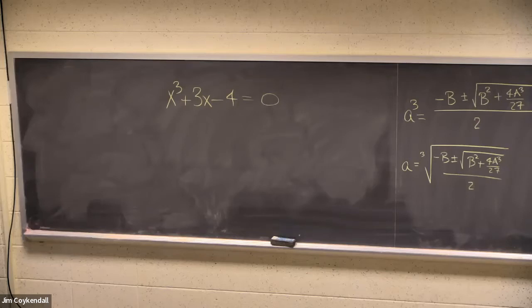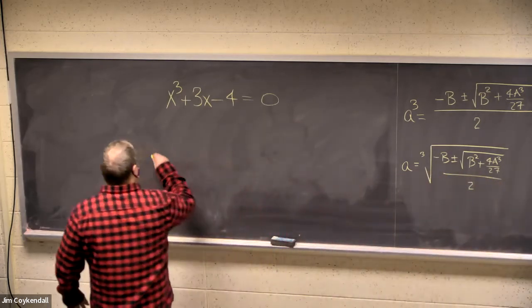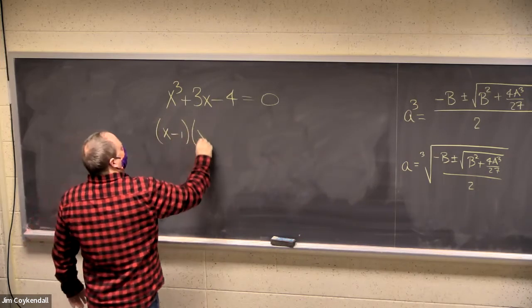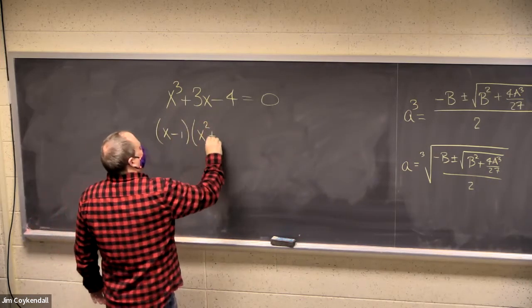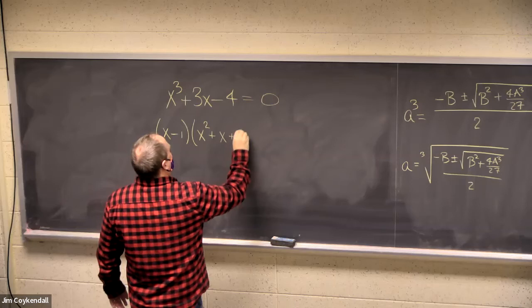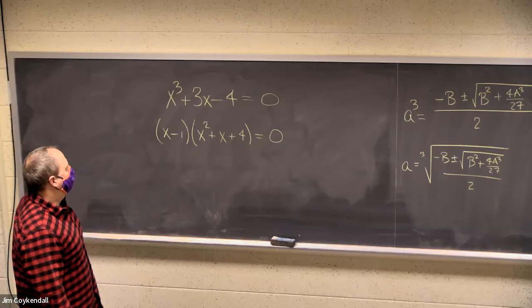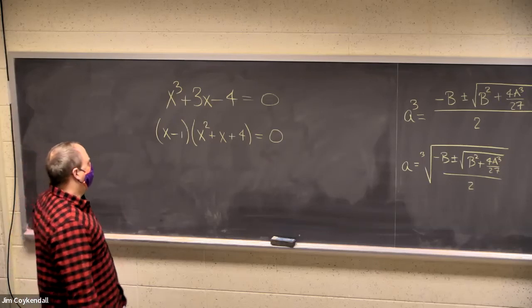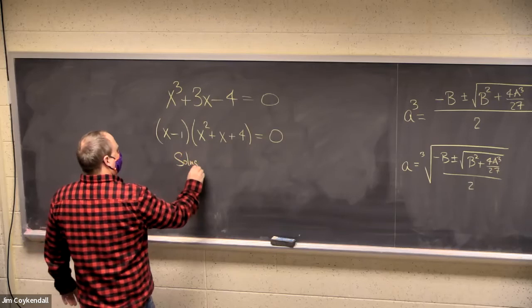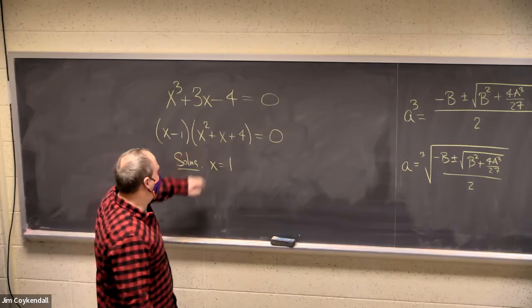One works. Everybody agree with that? If you shove one in there, it balances, it's good. So that means that this polynomial has a factor of x minus one, right? And so you can use that to get all the solutions. This should be something like x squared plus x plus 4, something like that. And so, well, one solution is one, or you get these two complex solutions to this.